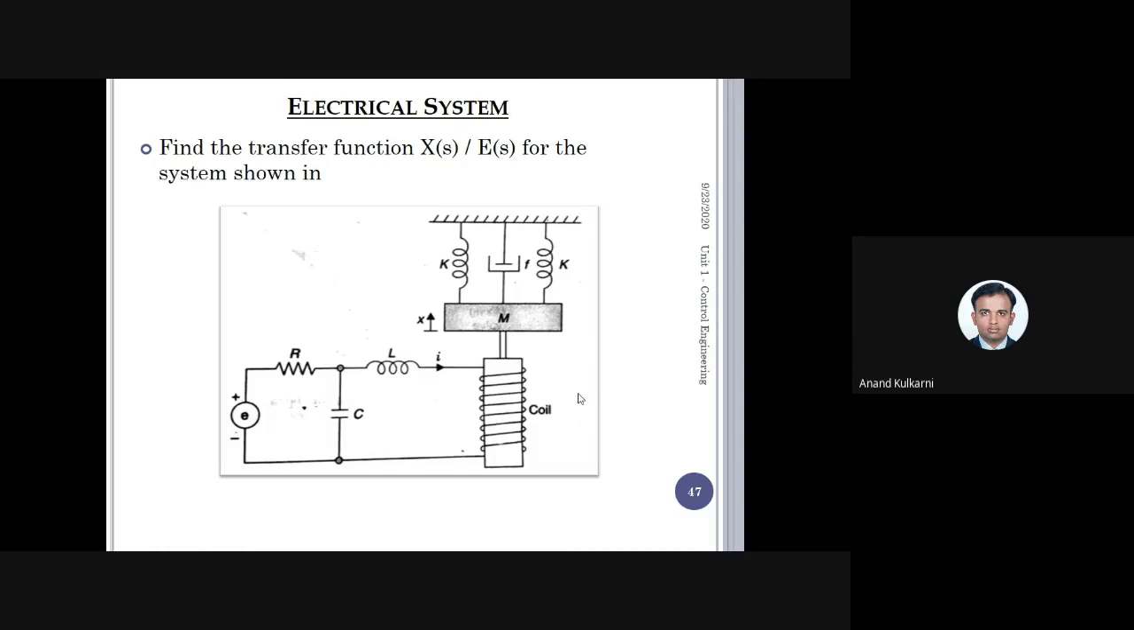Actually it is given in the problem. This problem is given as an exercise problem in Nagrath Gopal. This is not a solved problem, it is an exercise problem. You can go through that. It is at the end of the chapter, where the exercise problems are given. This is one of the unsolved exercise problems there.